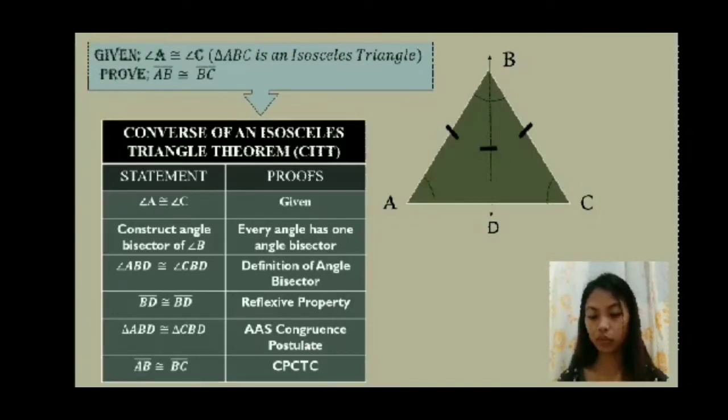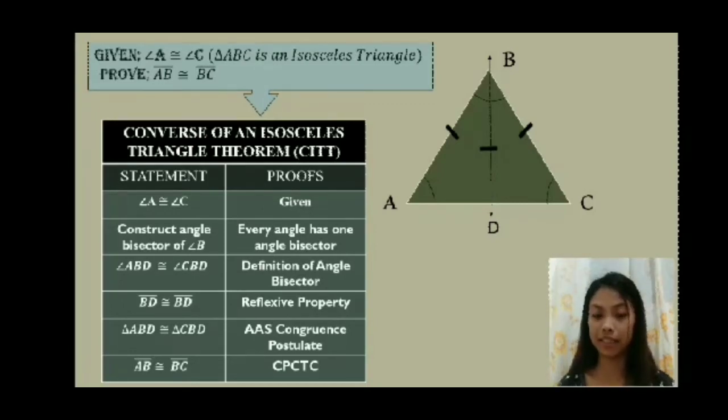And now we're going to prove the converse of the isosceles triangle theorem, or the CITT. Given angle A is congruent to angle C, we will prove that segment AB is congruent to segment BC. In this case, the same thing will be done. We will construct an angle bisector again. We will draw the angle bisector from angle B to point D, and every angle has one angle bisector.